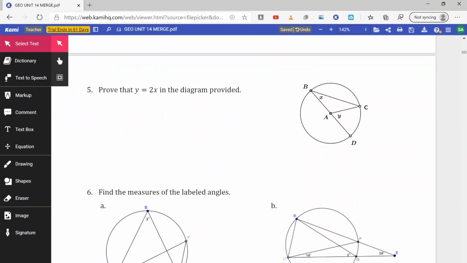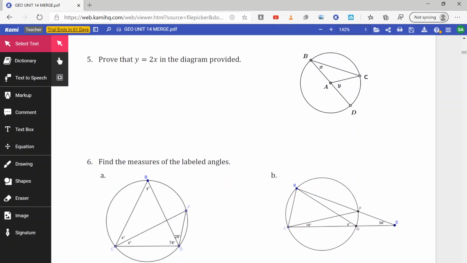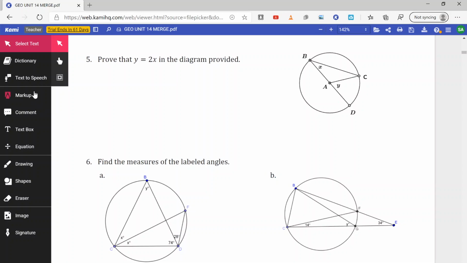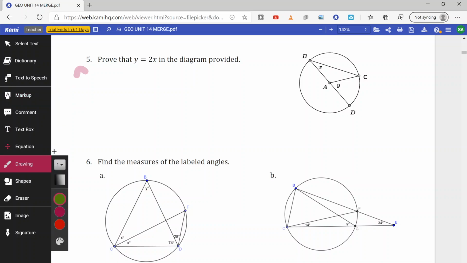So, number 5, we have to prove that y equals 2x in the diagram. Here we have angle B labeled x and angle DAC labeled y. So the ultimate thing we have to show is that y is equal to 2x. First things first, because DAC is a central angle, we can say arc DC equals y.